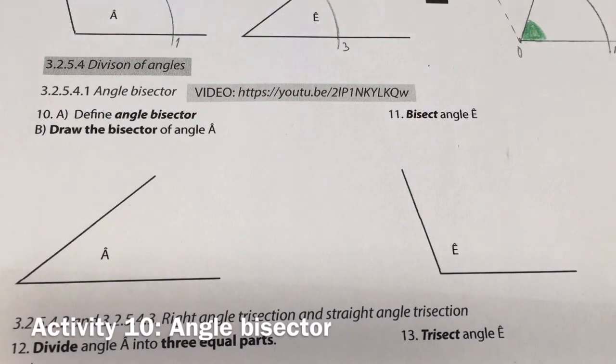Activity 10. A. Define angle bisector. B. Draw the bisector of angle A. 11. Bisect angle E. So, what is the angle bisector? It's a line that splits or divides an angle into two equal angles. We always say that this line is equidistant, at the same distance, from the rays of the angle, and it goes through the vertex of the angle.